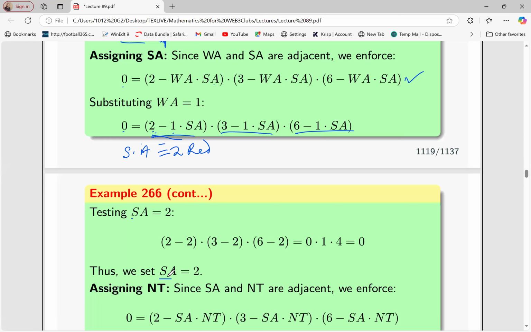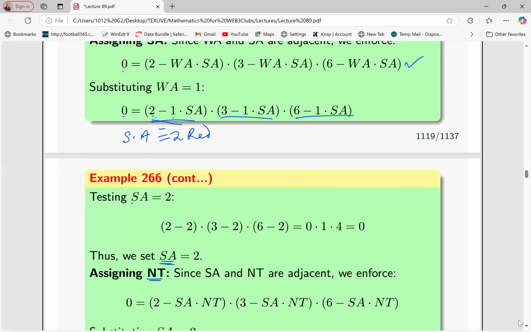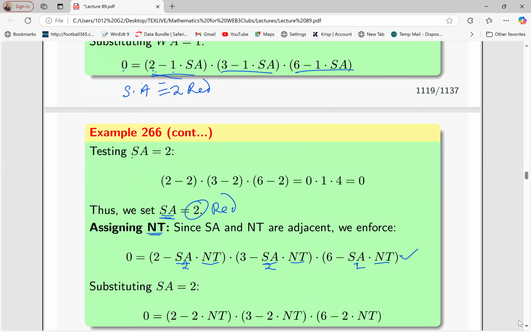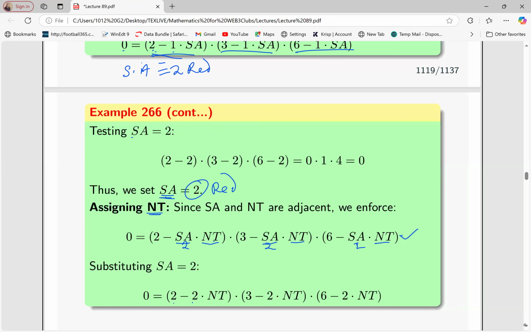Now find out the neighbors to Southern Australia. One of the neighbors is Northern Territory. Again, use the same equation, use the same constraint: 2 minus Southern Australia, multiplied by the color for Northern Territory, and so on. But Southern Australia has already been assigned 2, which is red. So you substitute 2 where the Southern Australia is. Then you would get 2 minus 2 multiplied by Northern Territory, and again 2 multiplied by that, 2 multiplied by that.